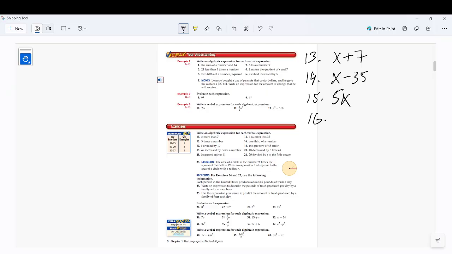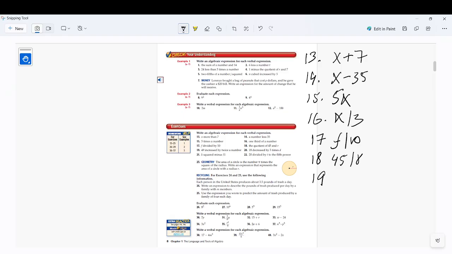If we talk about 16, it says one third of a number. One third of a number, if x is a number, is x divided by 3. If we talk about 17, it says f divided by 10. It's very easy. If we talk about 18, it says the quotient of 45 and r. So 45 divided by r.